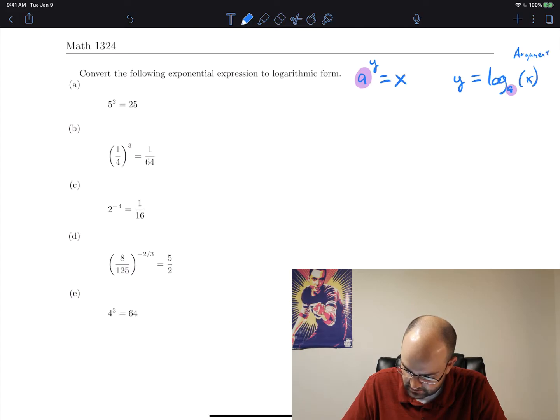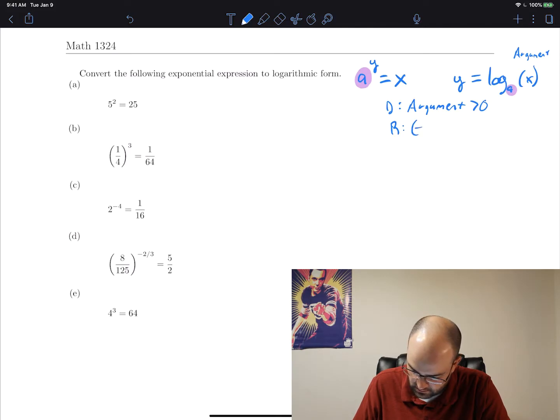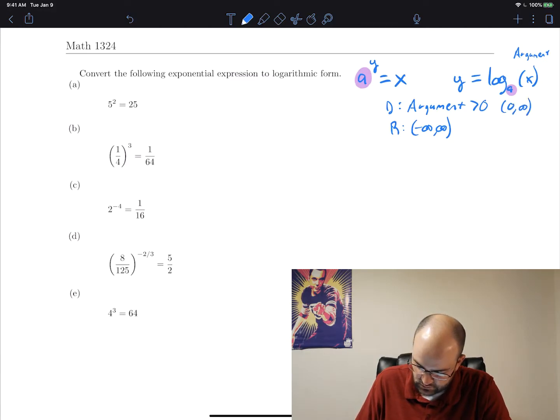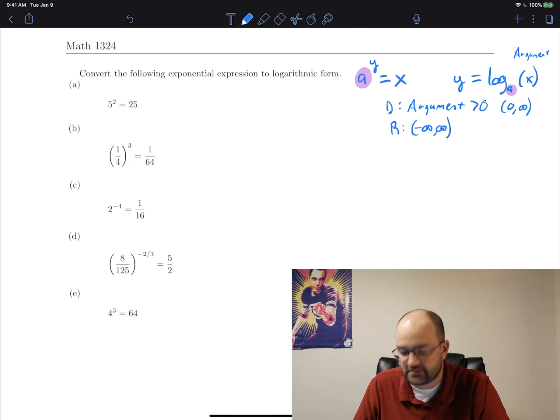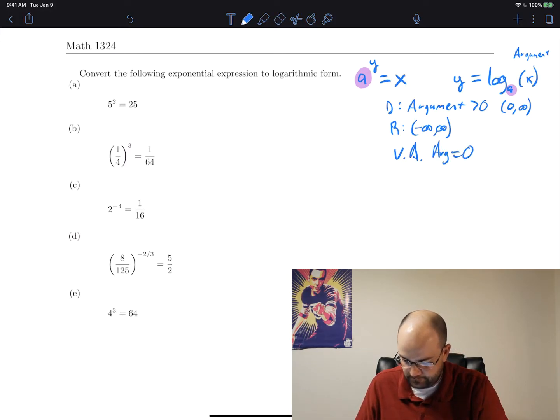Okay, so it's a subscript with a base of a, and then this right here is called the argument. Now, specifically for logarithms, the argument must be greater than 0. That's going to give you your domain. The range is all real numbers. And of course, for this one, because x is the only thing in the argument, that gives us 0 to infinity. And we do get vertical asymptotes at x equals 0. In other words, wherever the argument is equal to 0. And that's pretty much all you need to know for now.